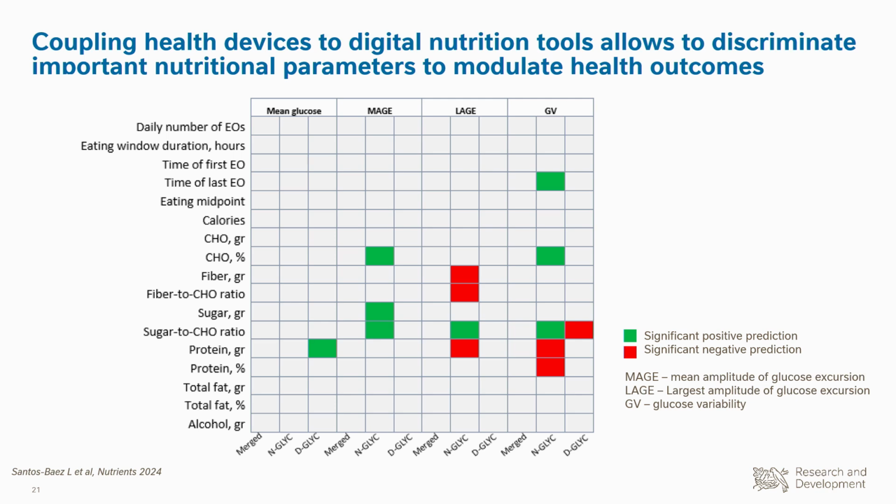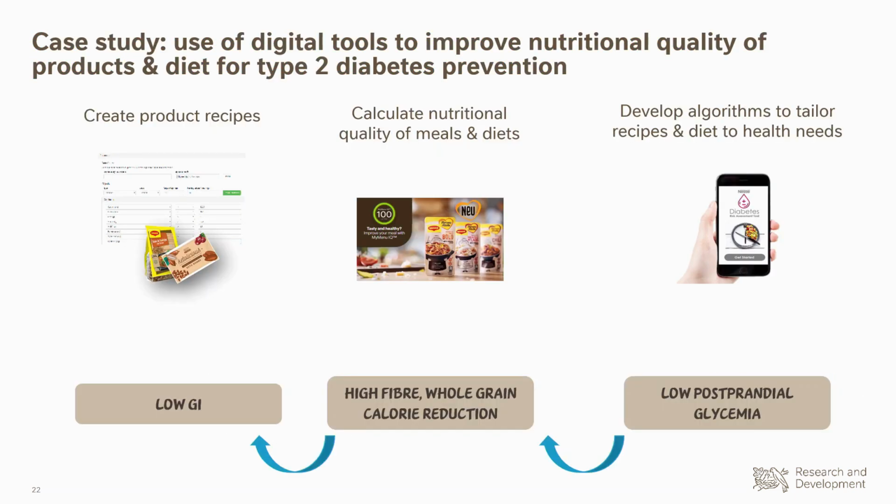In this study from the group of Blandine Laferrère, what we see is that the number of eating occasions or the time at which the food is consumed is not so critical to influence either mean glucose, mean amplitude of glucose excursion, largest amplitude of glucose excursion, or glucose variability. It is mainly the carbohydrate percentage, which could be expected, but also the fiber to carbohydrate ratio, the sugar to carbohydrate ratio, as well as the protein. This allows us to go back and better tailor the meals and the dietary recommendations, knowing the health impact, to optimize the diet and then eventually the product.